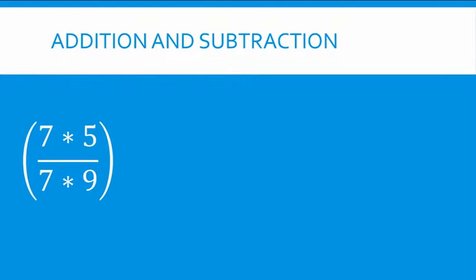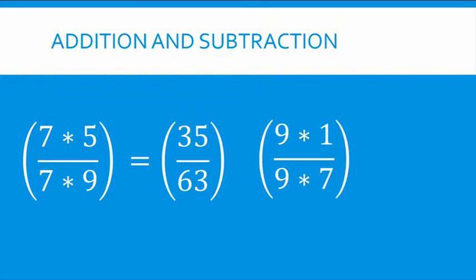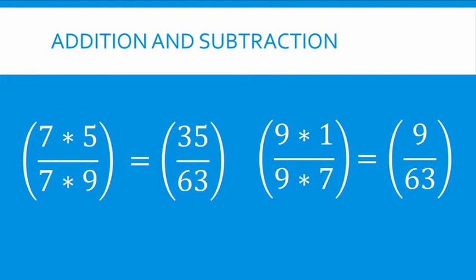In this example, we multiply 7 into the first fraction's numerator and denominator to get a like fraction of 35 over 63. Then we multiply 9 into the second fraction's numerator and denominator. This will result in a like fraction of 9 over 63.